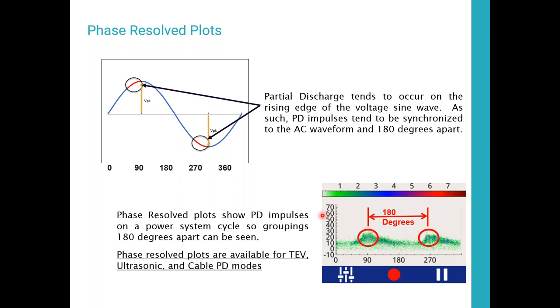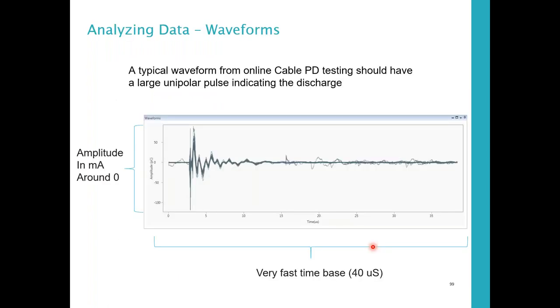But we also do that with the VLF test. We do the phase resolved plots with TEV and cable testing, the RFCTs. You're gathering these phase resolved plots, and they're one of your best indicators that yes, this is synchronous to the power system. It's 60 hertz, and it's happening twice per cycle. So it's PD. Again, sudden rise time, and it's not repeated on your waveform. So that very fast rise time is what you're looking for. We've got some examples of noise, where we'll take a look at the waveforms and the phase resolved plots.